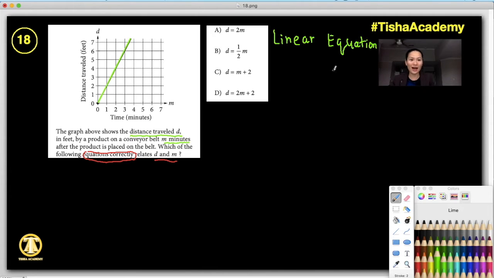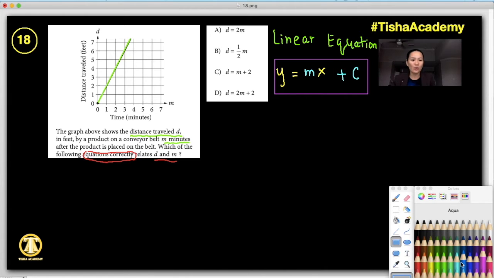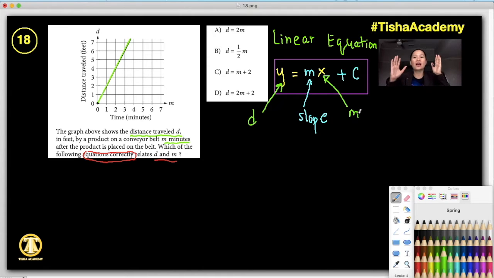That means you need to know the knowledge about linear equations. Do you remember our formula? y equals mx plus c. M is the slope. If you still remember this formula, it is very useful for you. What is m? M here means slope. C is the constant number. y here is distance d, and x is time. But in this question, they put m as the time, the minute.